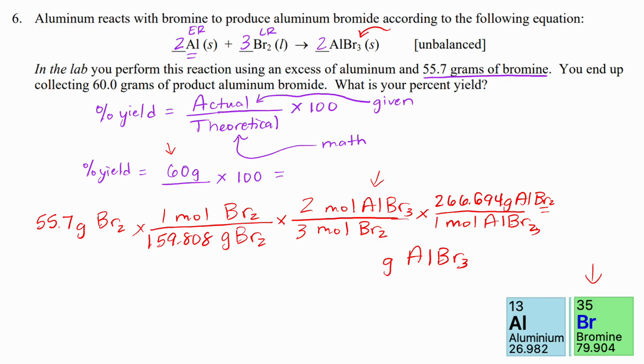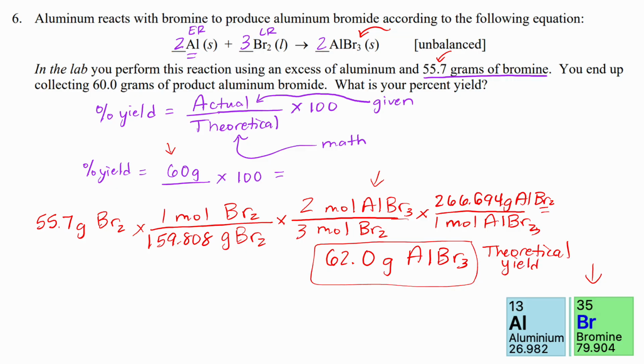So we have 55.7 divided by 159.808. Then we're going to multiply that by 2, divide by 3, and then multiply by 266.694. That's going to give us a number, since we have 3 sig figs here, that's going to give us a number of 62.0 grams of aluminum bromide. And this is our theoretical yield. So now that we have that, we can go ahead and plug that into our equation.